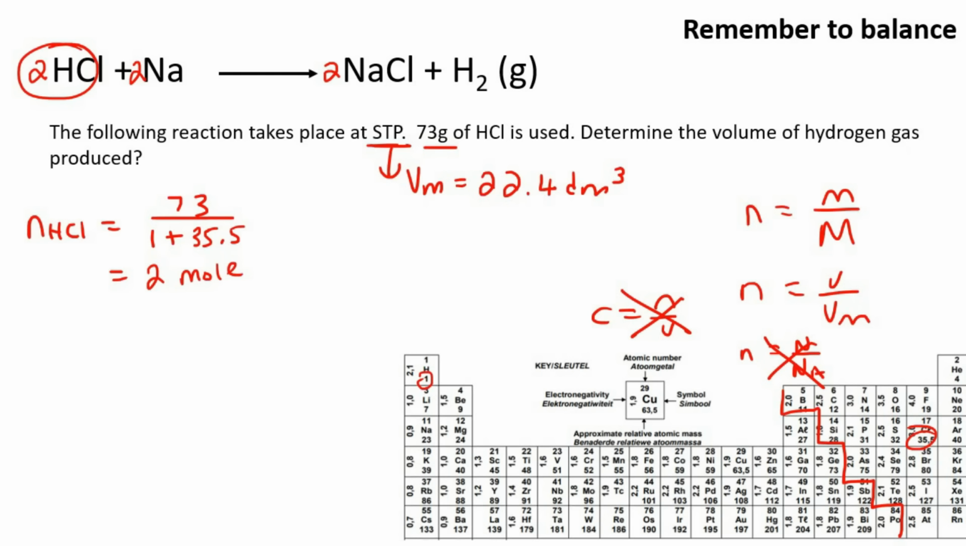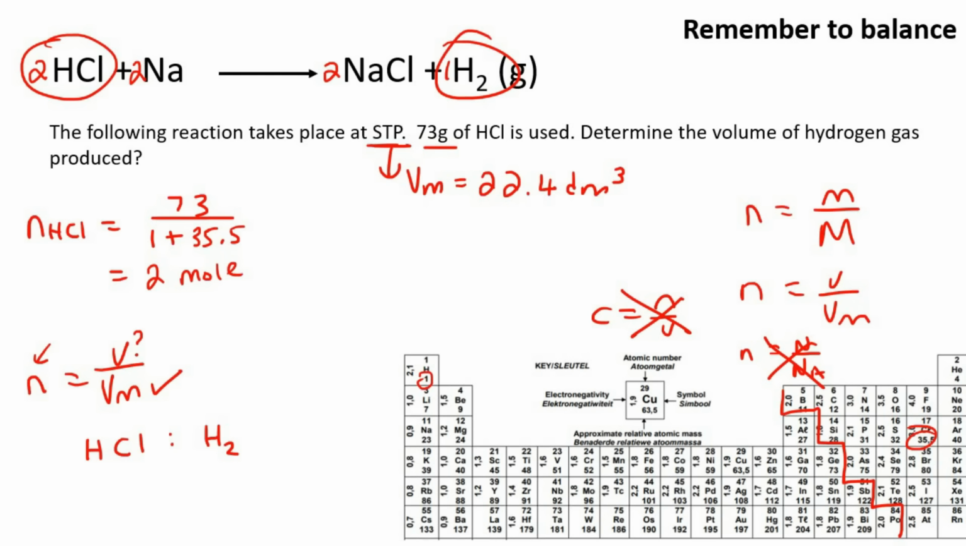But so we're going to say n is equal to V over Vm. So we know Vm, they want us to calculate this, but we don't know the number of moles of hydrogen. We only have the moles of HCl. So here's where we use ratios. So we know that the ratio of HCl to hydrogen is a 2:1 ratio. So if we have 2 moles of HCl, we need to figure out how many moles of hydrogen we have.